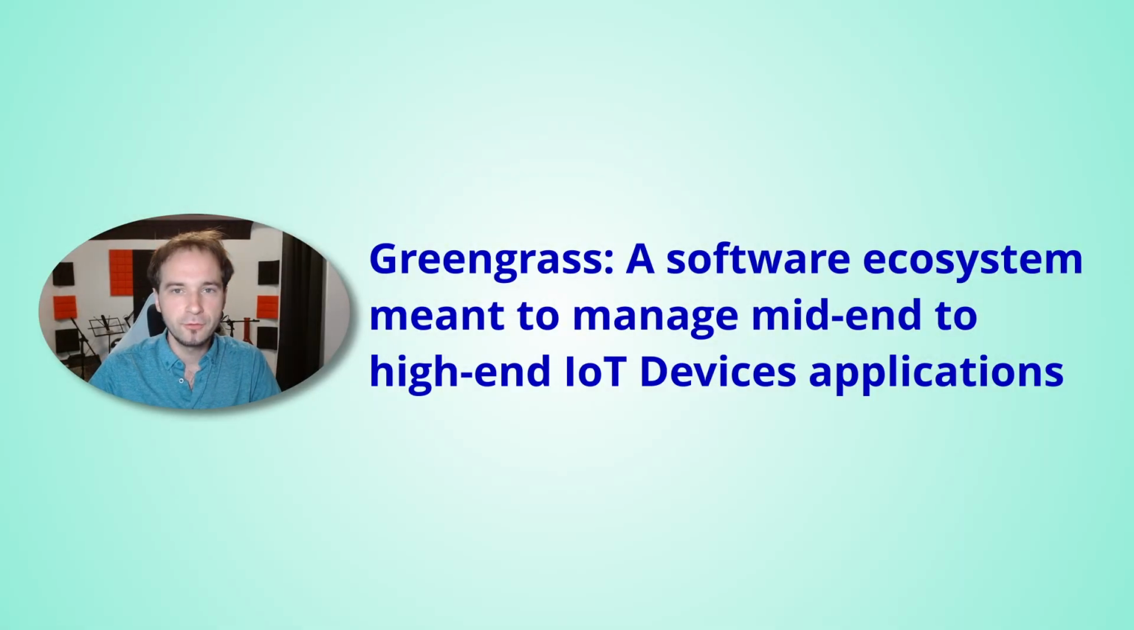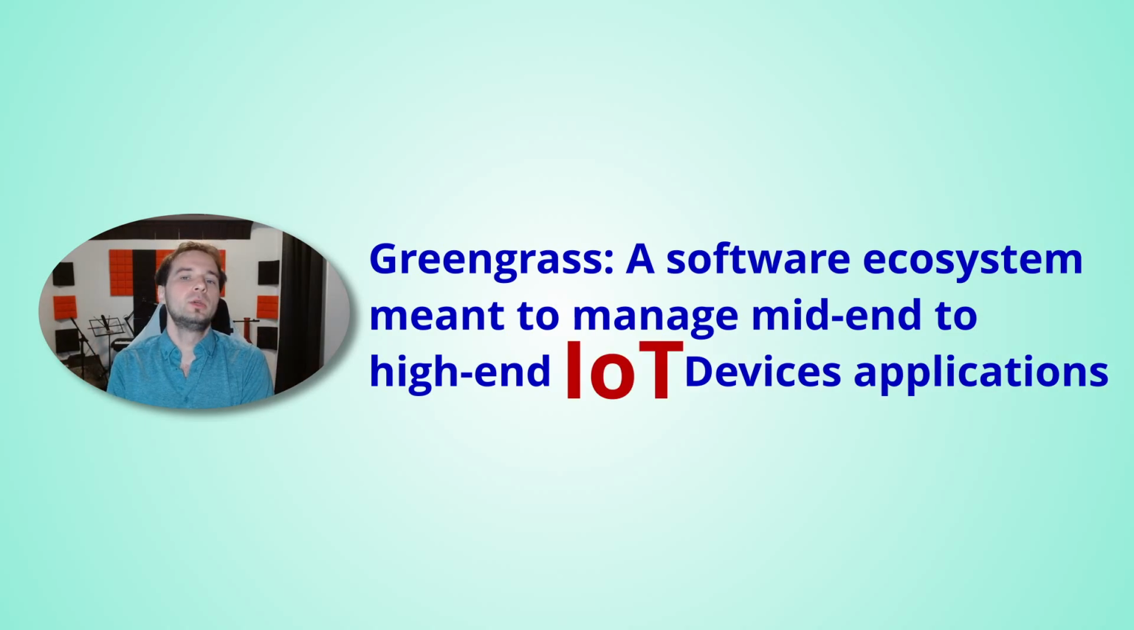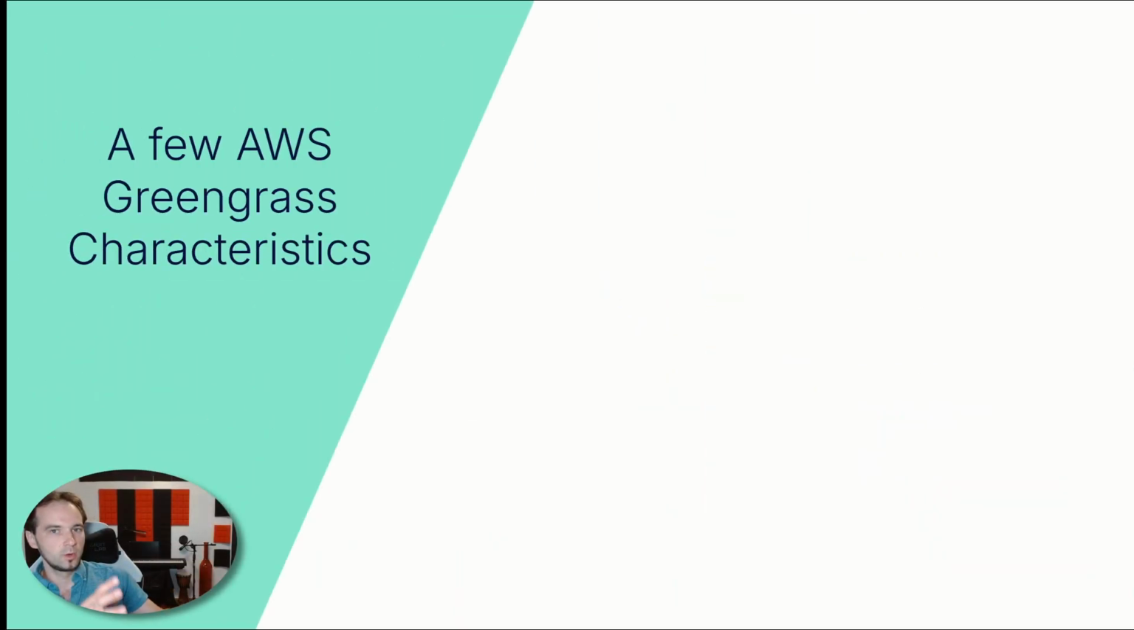Greengrass is a software ecosystem meant to manage mid-end to high-end IoT devices application. Let's put emphasis on the word IoT here. Greengrass is meant to manage devices for which connectivity is one of their core features, though it can operate in offline modes for short durations or long durations, with some limitations we will explore shortly. The following slide will show important characteristics of Greengrass.